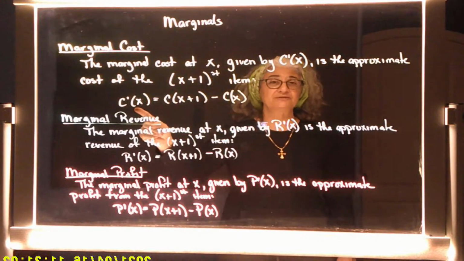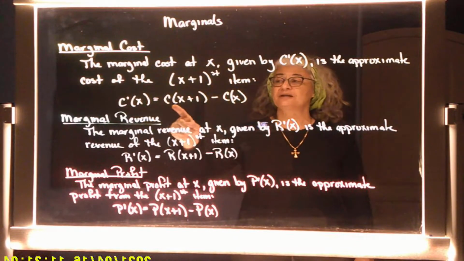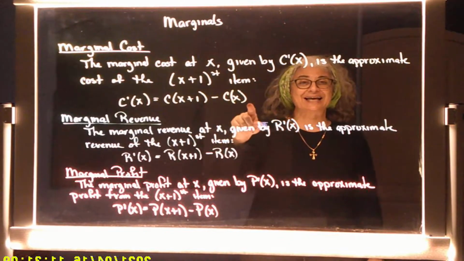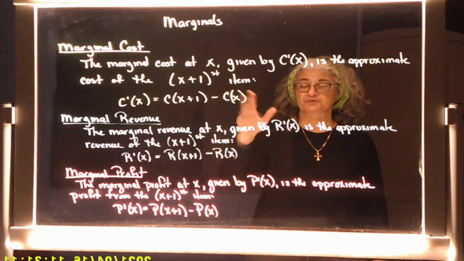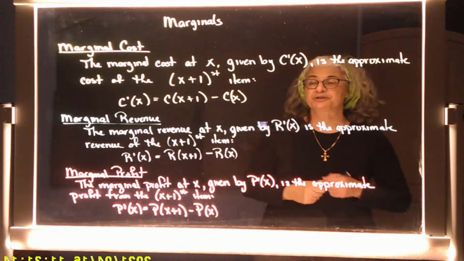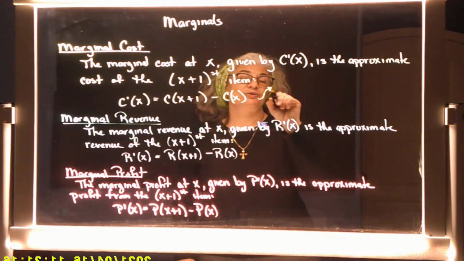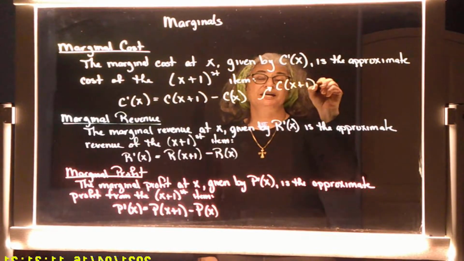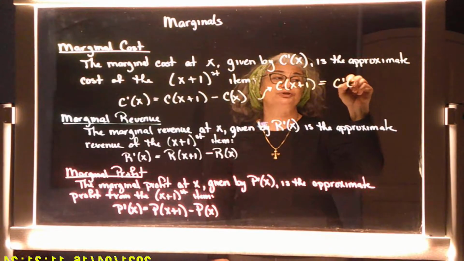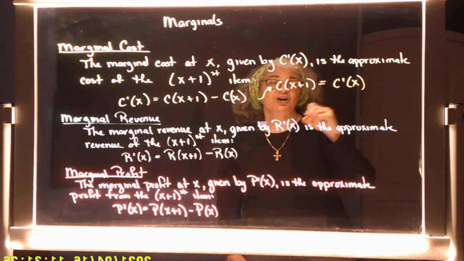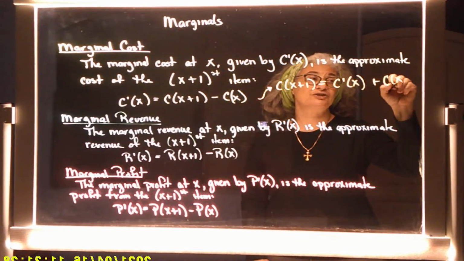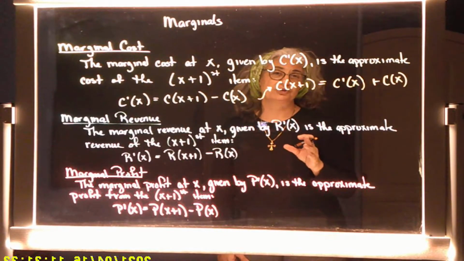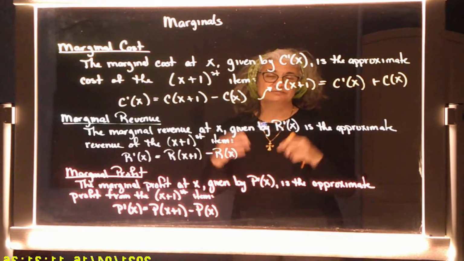And the derivative would be found by taking the cost of the x plus first item minus the actual cost of x. Okay? By the way, this can be rearranged. Since it is an equation, you can rearrange it and say the cost of the x plus first item is going to be found by taking the first derivative of the cost function and adding the cost to it. So you can always rearrange these equations if you need to. But let's just understand what they're trying to tell us.